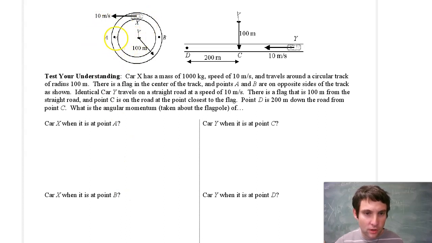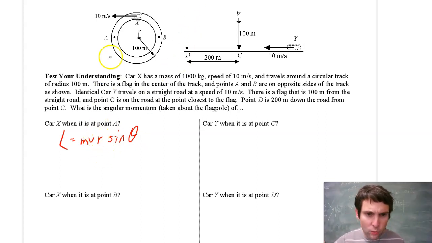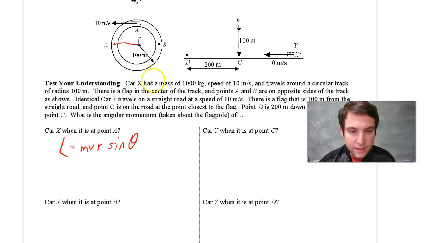Car X, we're on the circle, point A. So we know the angular momentum equals mvr sine theta, where the angle theta is the difference between the velocity and the distance from the pivot point. So that distance is going to be 100 meters there, right? So that is the radius of this circle. Then we have the velocity acting in this direction. It's tangent to the circle. And that velocity we know to be 10 meters per second.